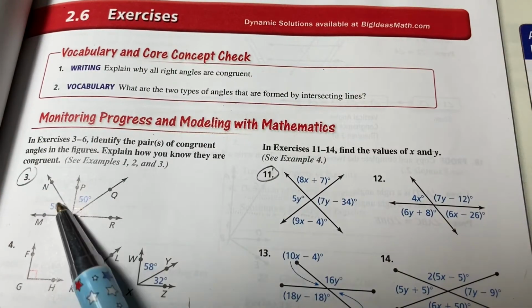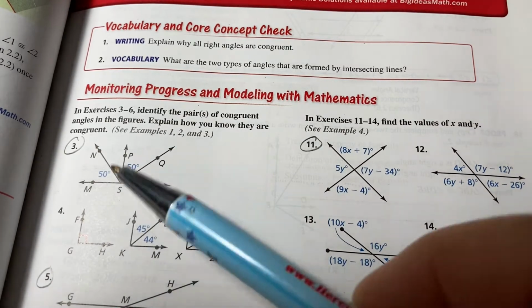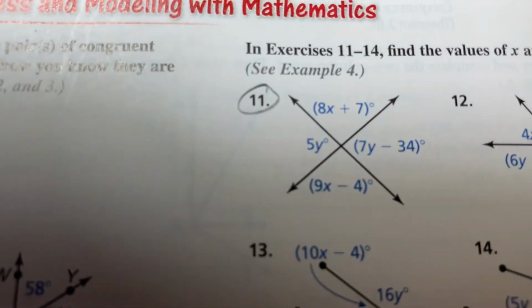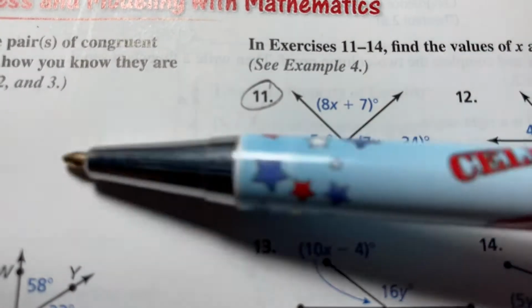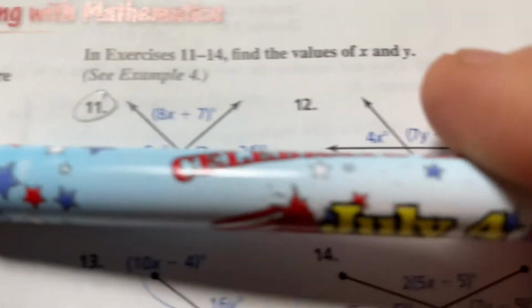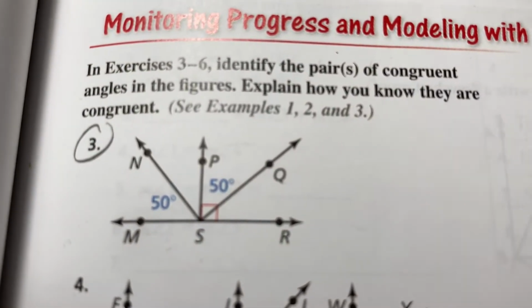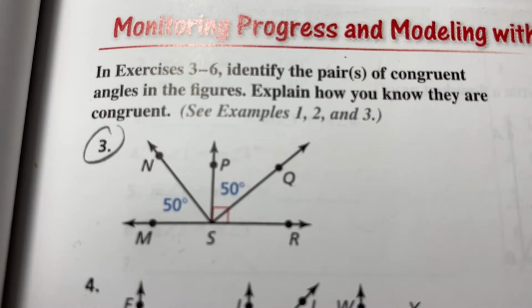Number 3. Let's zoom in there a bit so we can get closer to question 3. Adjust the light so it's a little better. There's question 3: identify the pair or pairs of congruent angles in the figures.